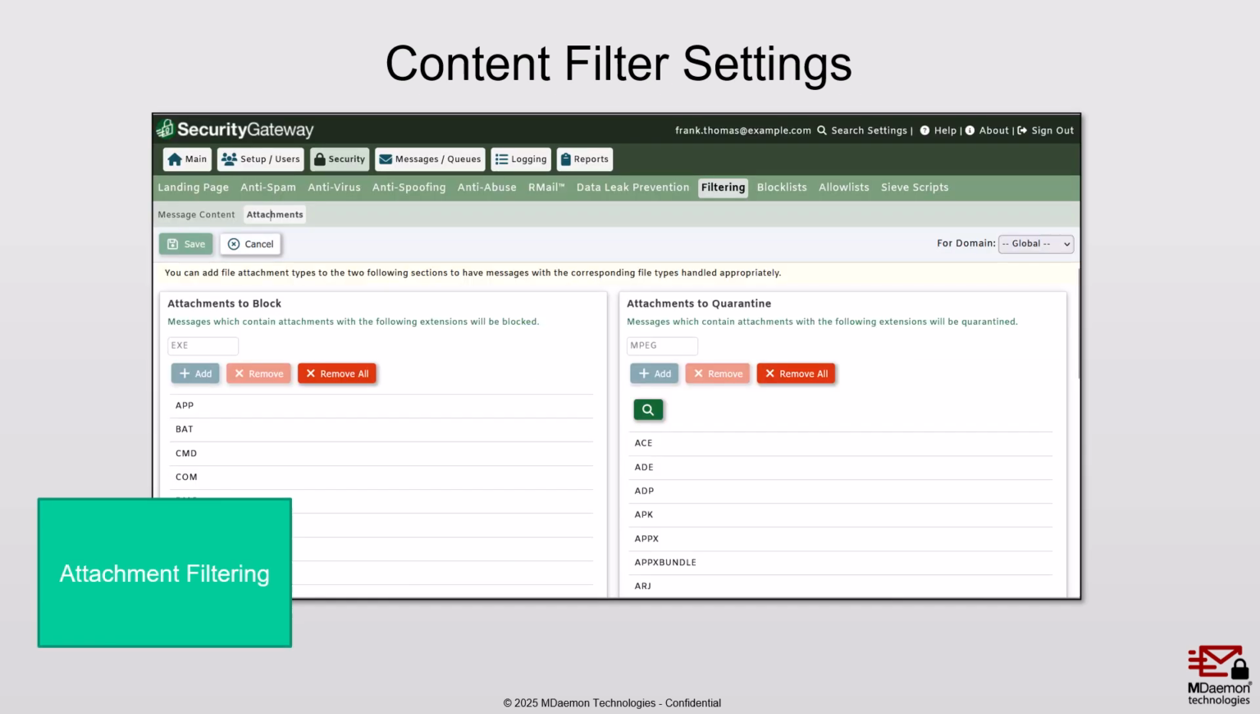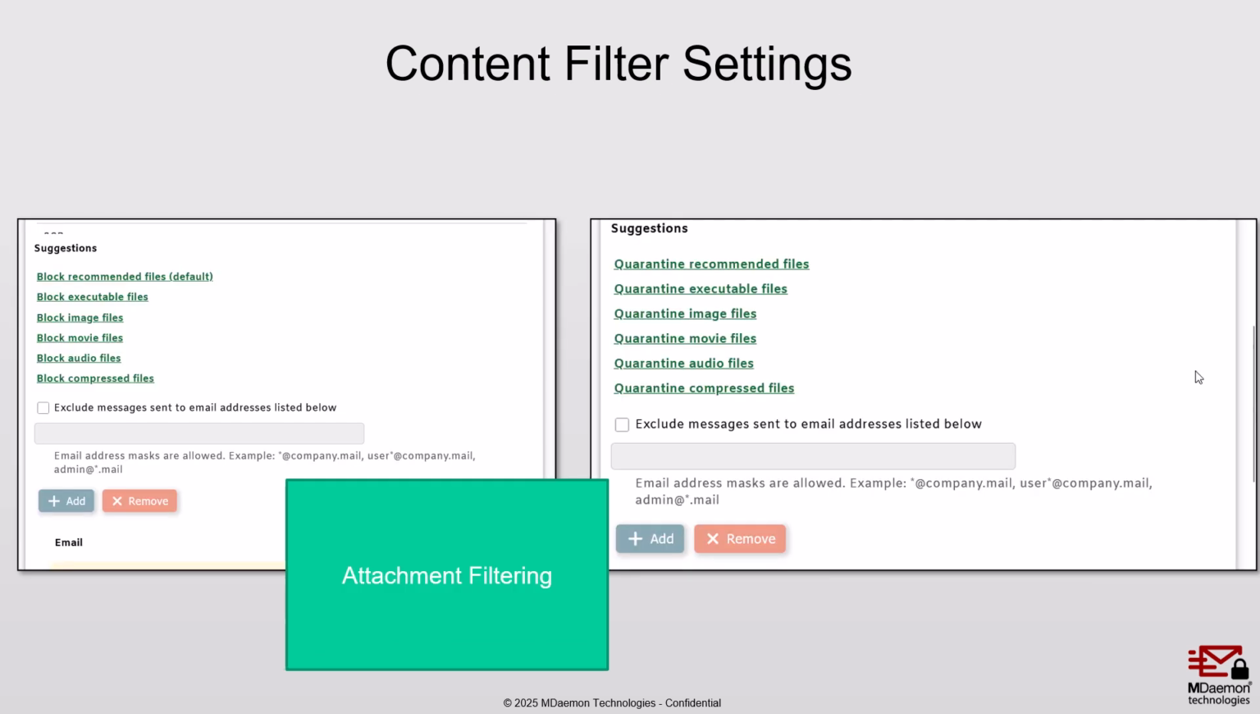Security Gateway includes attachment filtering under the content filter. You can choose to block or quarantine certain types of attachments such as executables, image files, video files, and things like that. And if you scroll down on that same window, rather than having to enter the file extension individually for each type of attachment that you want to quarantine or block, you can click on the links to block all executable files, all image files, or say, for example, the recommended files that Security Gateway recommends blocking. Same thing with the quarantine side. You can quarantine images, movie files, audio files, compressed files, those types of things.